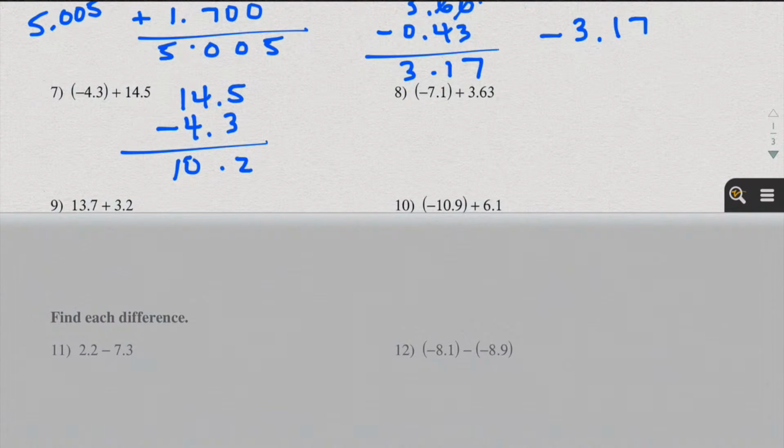The 14.5 is greater than 4.3, so we're going to use the sign associated with 14.5, which is a positive, so it's just a positive 10.2.